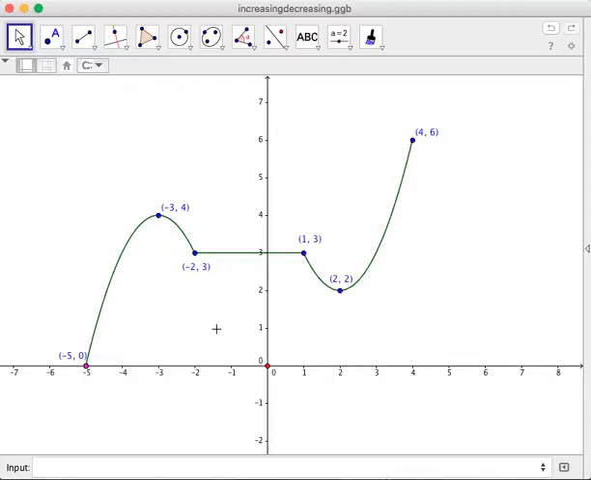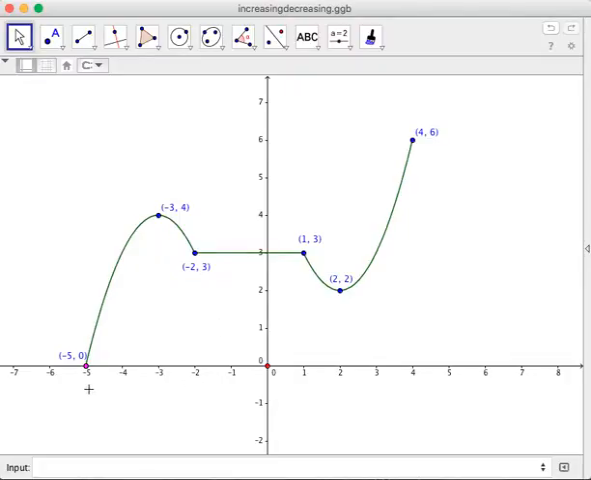This is what we studied in Precalculus 1.45, where we studied the graphical meaning or graphical notion of functions increasing, decreasing, and constant at given intervals.